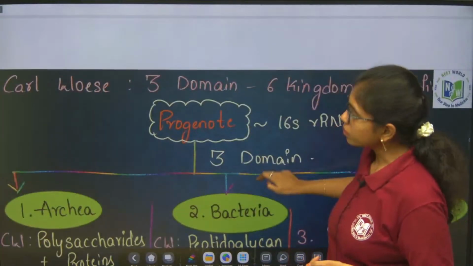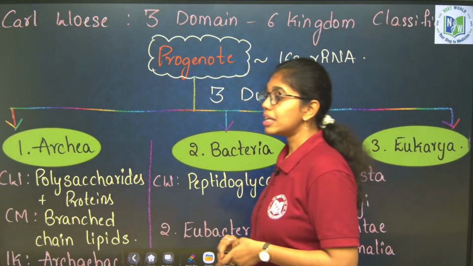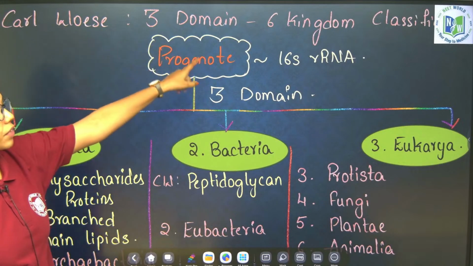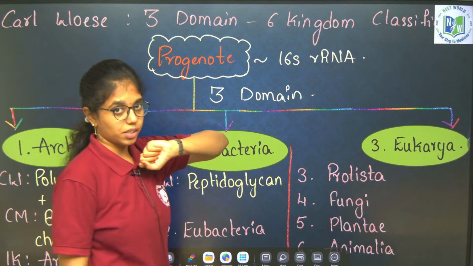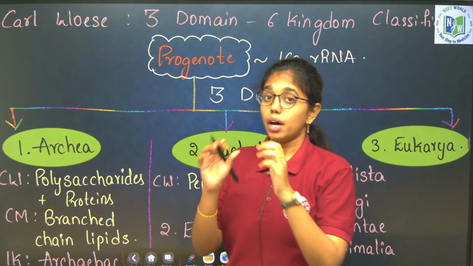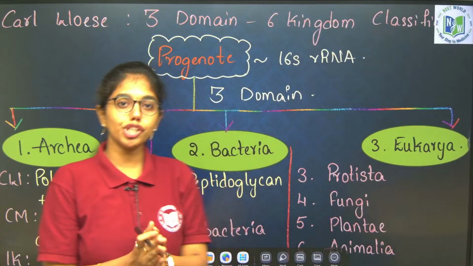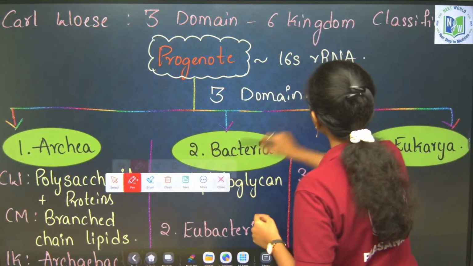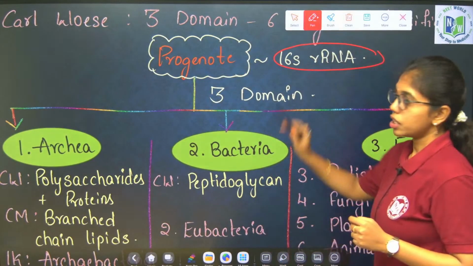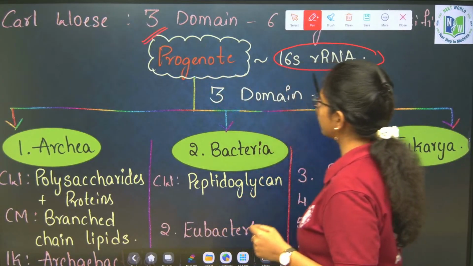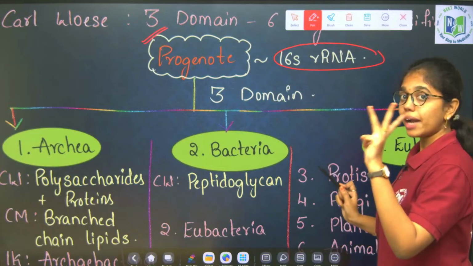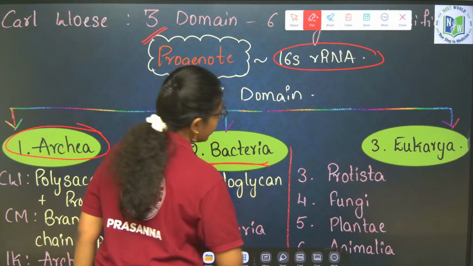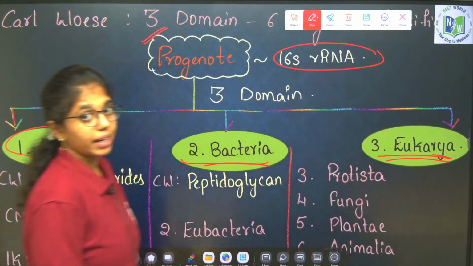Next, the 6 kingdom system of classification. It is given by Carl Woese. It is also called the 3 domain system of classification, wherein he described that there is a common ancestor called progenote, which has 16S rRNA in common, and 3 domains from this common ancestor: Archaea, Bacteria and Eukarya.